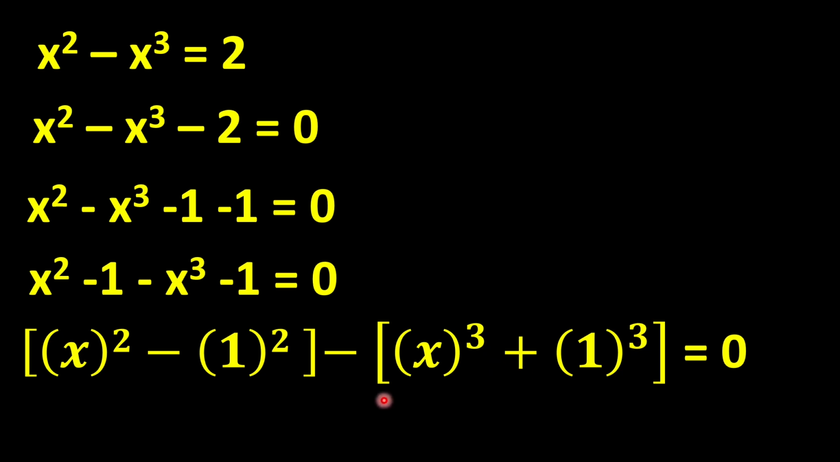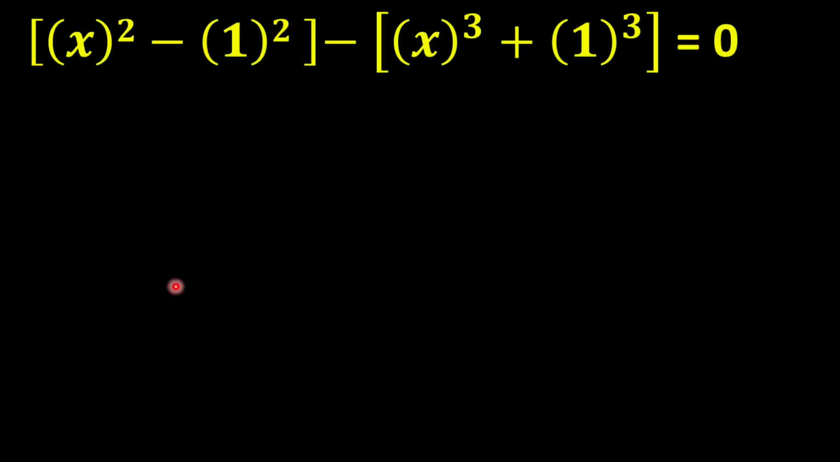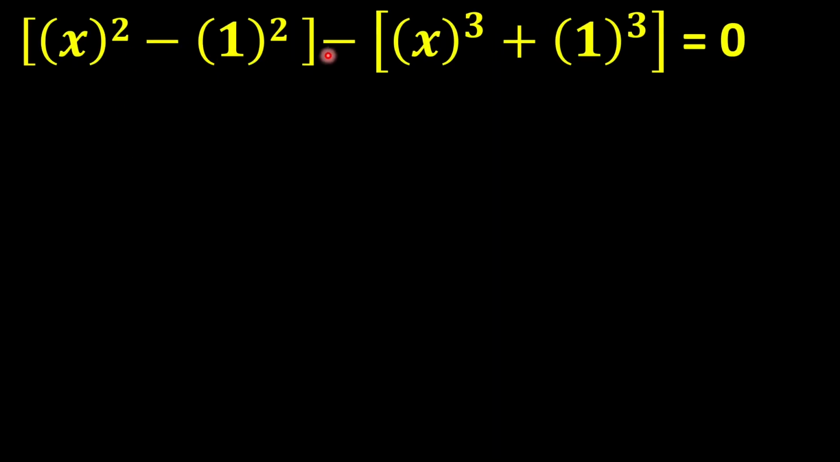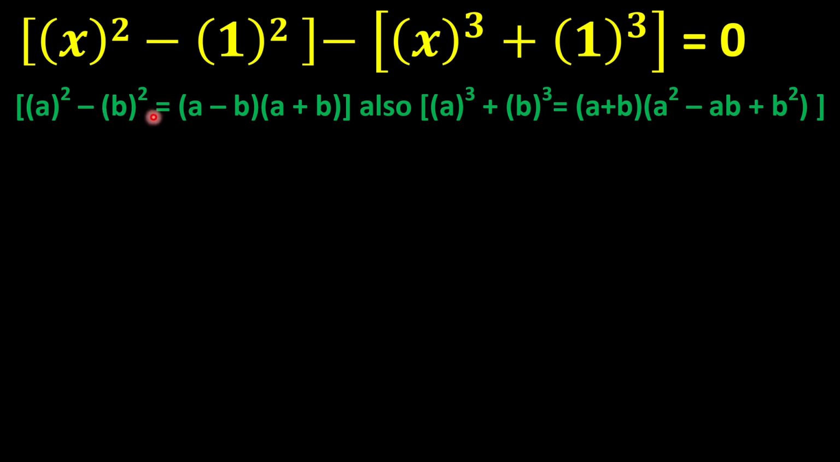So let's proceed. So the equation will become x square minus 1 square minus x cube plus 1 cube equals 0. Now we have two formulas over here: a square minus b square, and here a cube plus b cube. So let's apply these two formulas, which are a square minus b square equals a minus b into a plus b, and also a cube plus b cube equals a plus b into a square minus ab plus b square. So we will apply the a square minus b square formula over here and the a cube plus b cube formula over here.